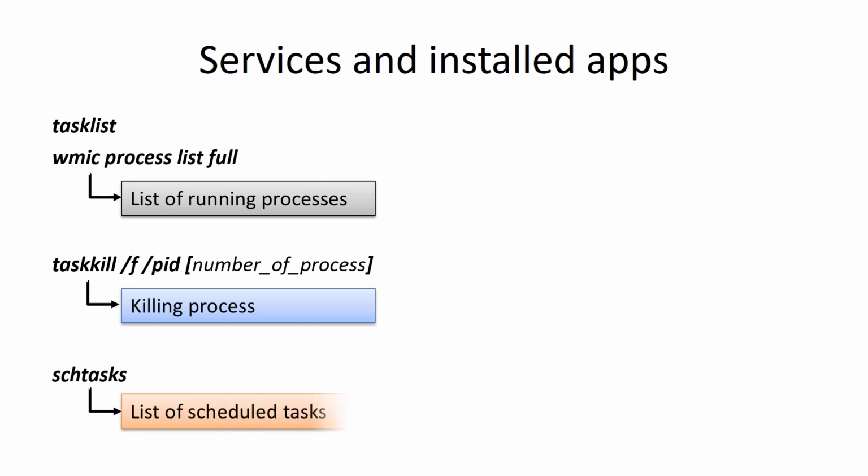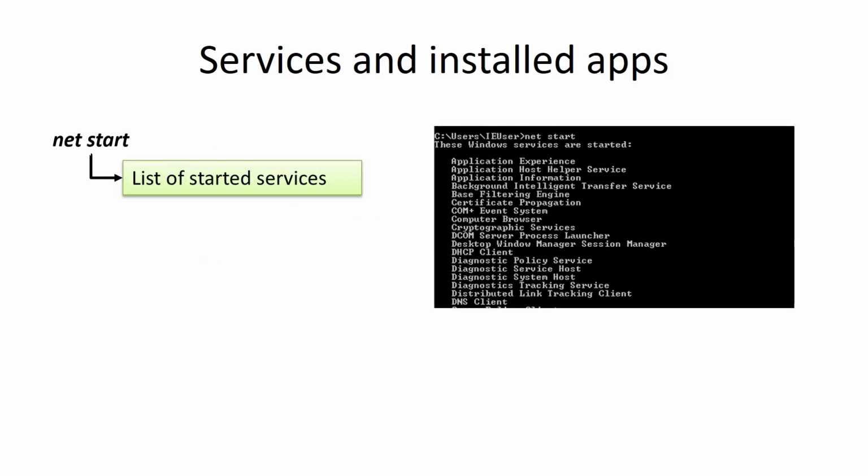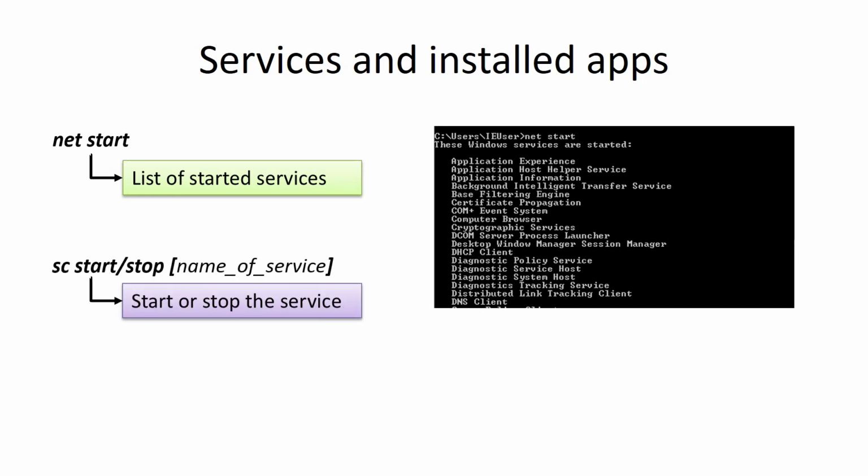The list of scheduled tasks can also be helpful in the creation of a persistent backdoor. With the net start command, we can see started services. If necessary, we can stop or start some services.